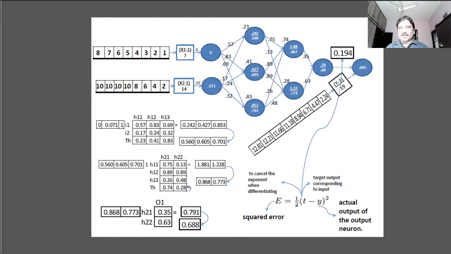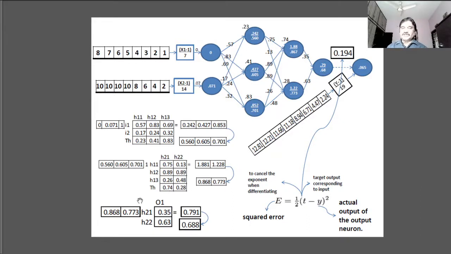And in the second column, H22, all the weights coming to this neuron are 0.13, 0.89 and 0.48, plus the threshold 0.28. Now all these neurons' outputs coming from here to here, plus this one value, this matrix multiplication will give you the values for these two neurons, 1.88 and 1.228. Again, those are processed by the sigmoidal function, and you get these values.